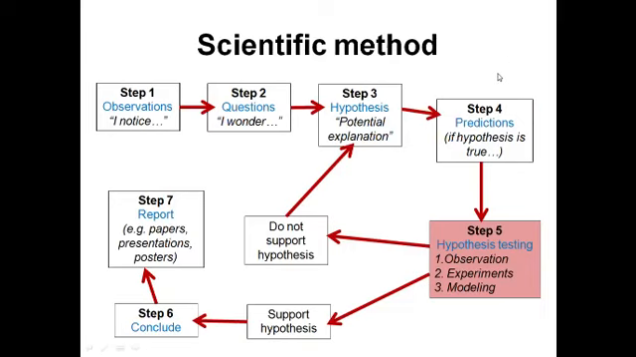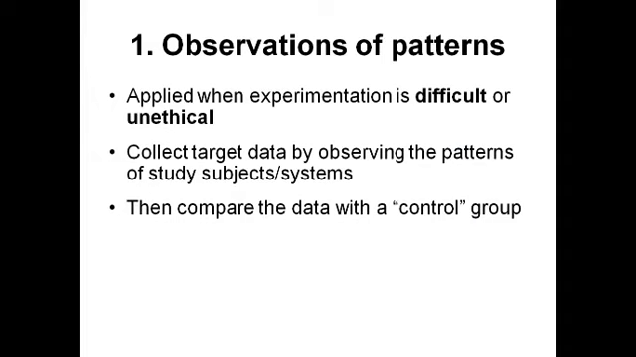Okay, so that concludes our discussion of the scientific method, and we discussed all 7 steps. Now we are going to be allocating some time to talk about hypothesis testing. The first method of hypothesis testing is observations of patterns, and I must add, extensive observations of patterns.